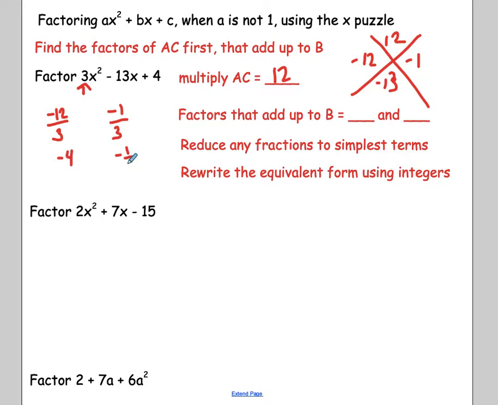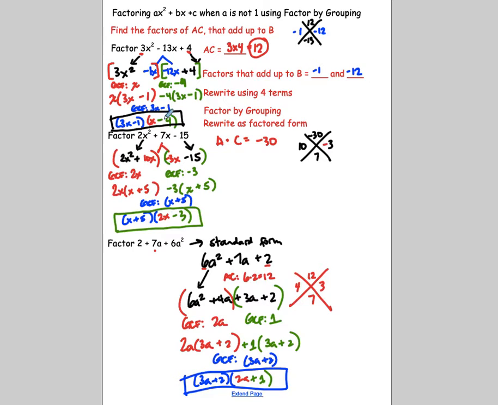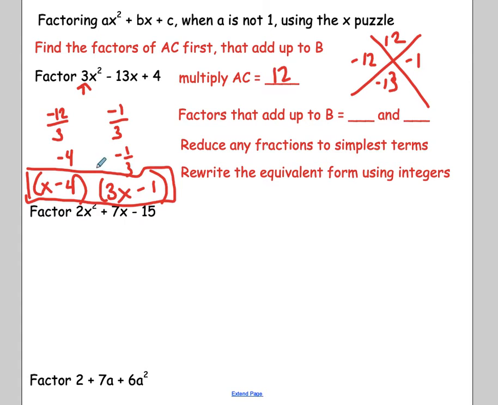I'm going to write it down first so that you can see what I'm going to do here. This becomes x minus 4. And since the other can't be reduced, I'm going to make 3, the denominator, go before the x, and keep the numerator as my whole number. That actually always works if you do that. So x minus 4 times 3x minus 1 is the factorization. See, 3x minus 1 and x minus 4. I'm going to try it again with the other two, and then I'll show you.